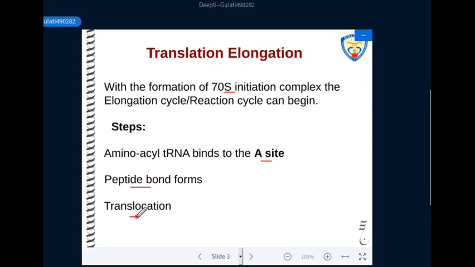So there are three steps of elongation. First step is the binding of the aminoacyl tRNA to the A site. Second step is formation of the peptide bond by the peptidyl transferase enzyme. And third is translocation.